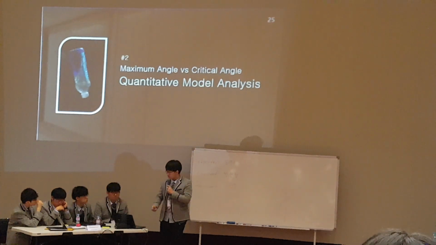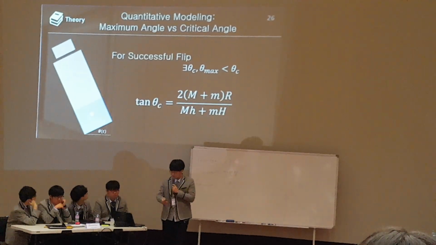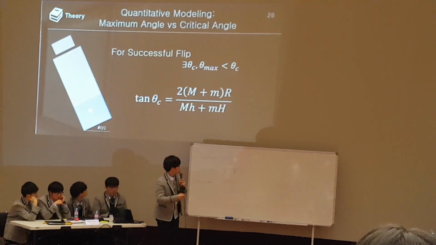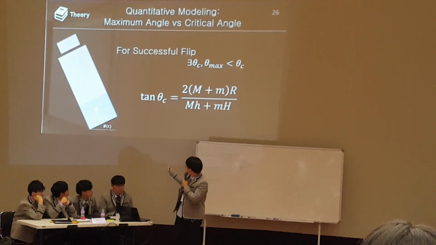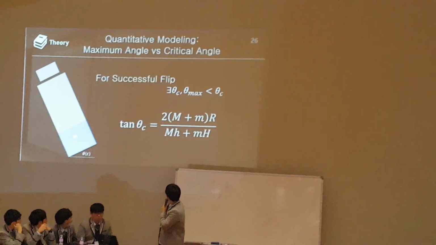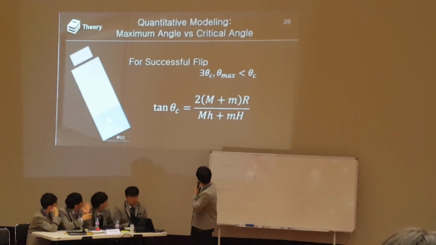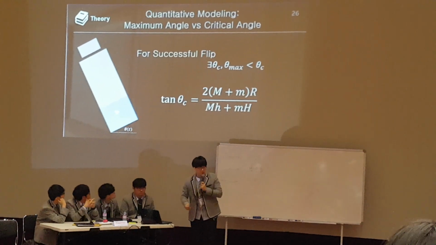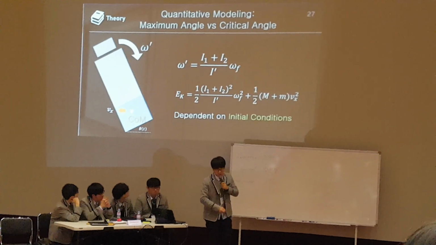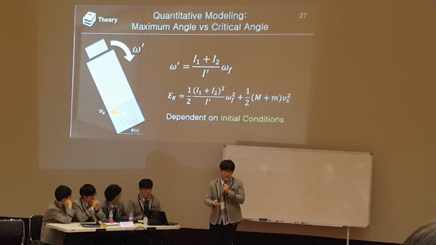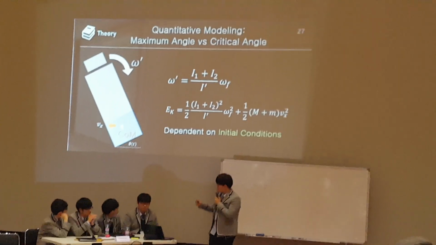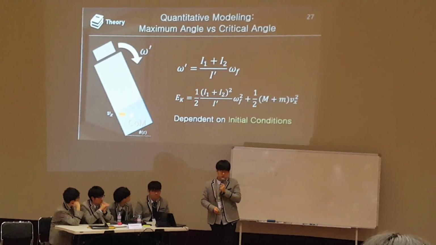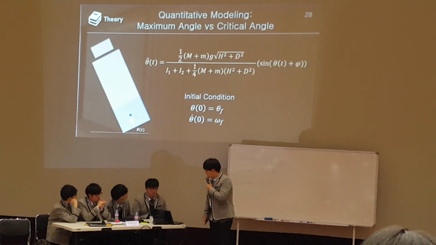So now moving on to the landing process. For a successful flip, there is an angle above which the flip fails. So this angle can be expressed like this. It's dependent on m, the mass and height, and also the radius of the bottom. When it lands on the floor, the omega changes a little, and the initial kinetic energy can be expressed like this. So it is dependent absolutely on the initial conditions of the water bottle flip.